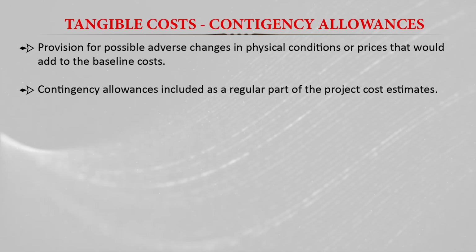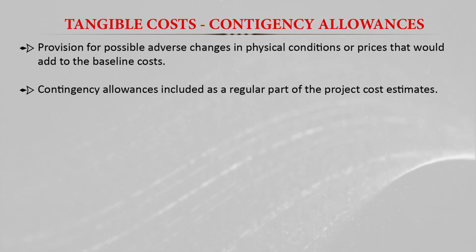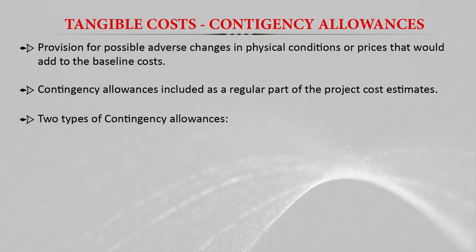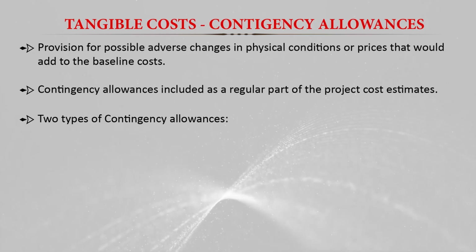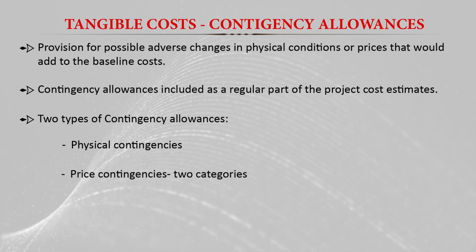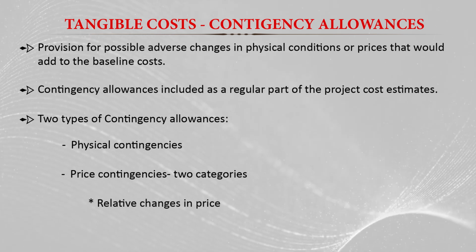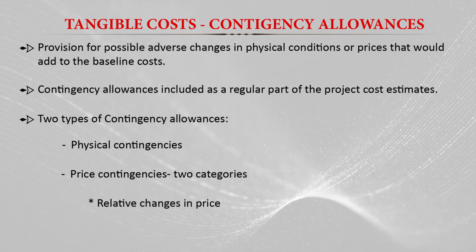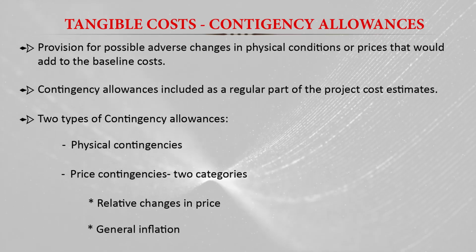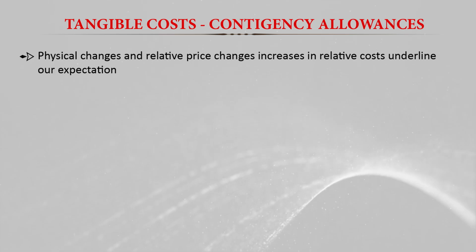And these contingency allowances are included as a regular part of the project cost estimate. So we should definitely have this component, and there are two types of contingency allowances in the project: one is the physical contingency, another is the price contingency. And this price contingency is also of two types. One is the relative change in the prices, and one is due to general inflation in the society.